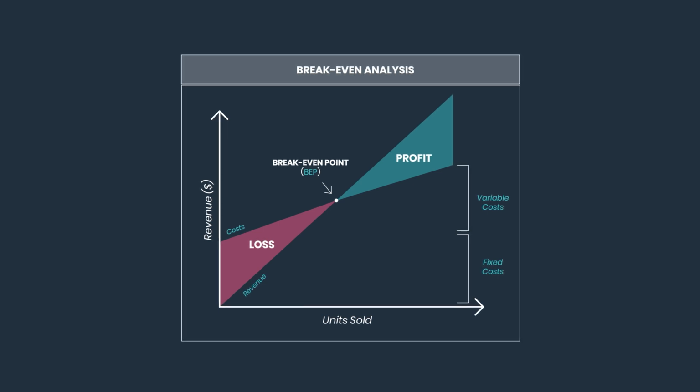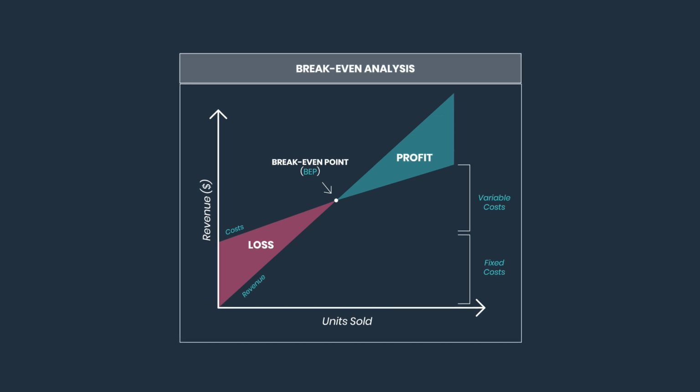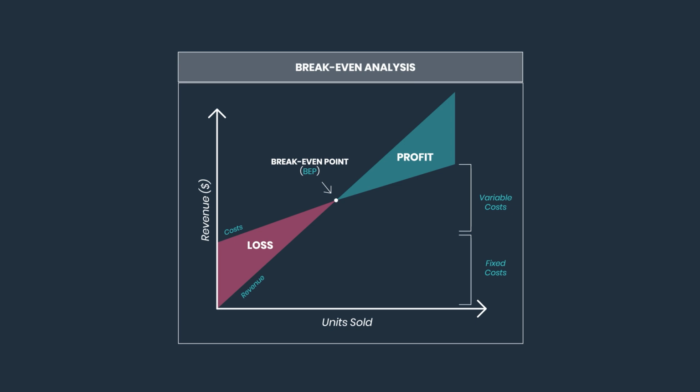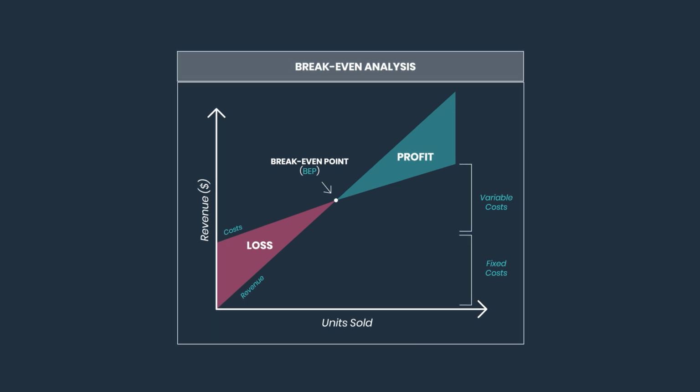Therefore, as revenues increase, fixed costs stay steady and variable costs increase, but at a slower rate than revenues. This is when we break past, pun intended, the break-even point and begin to see profits.